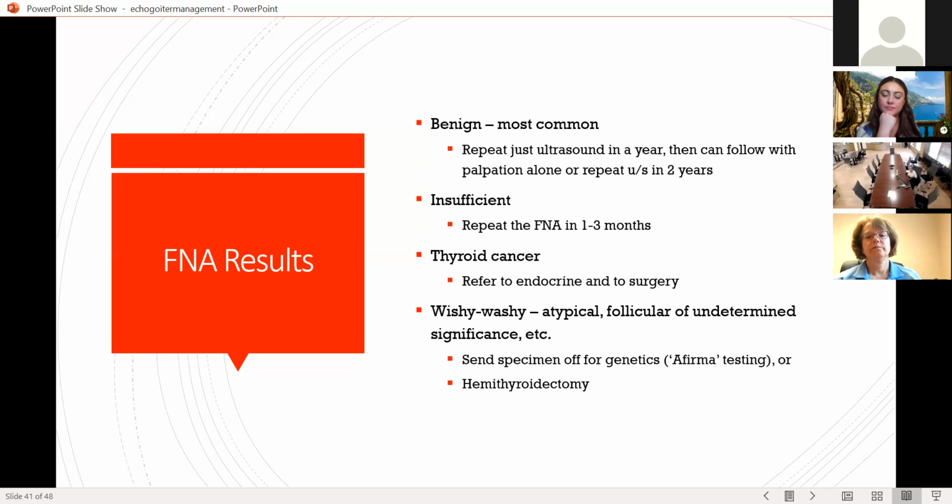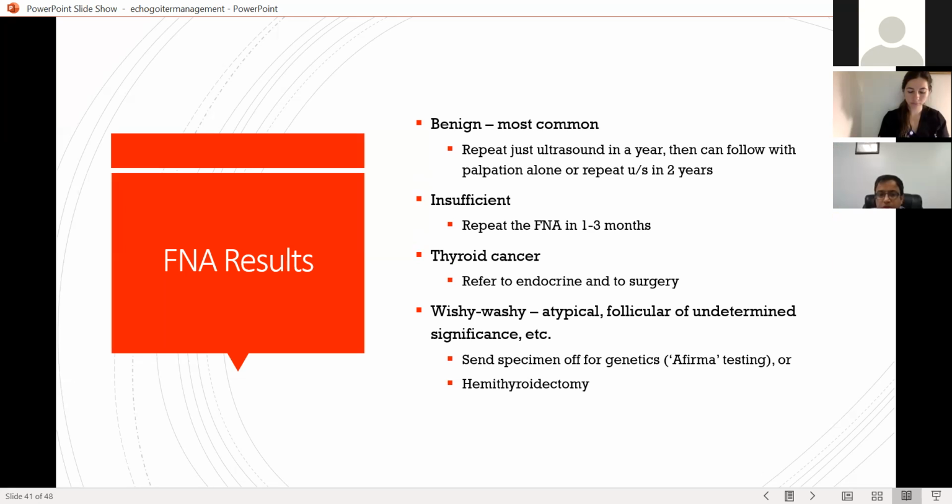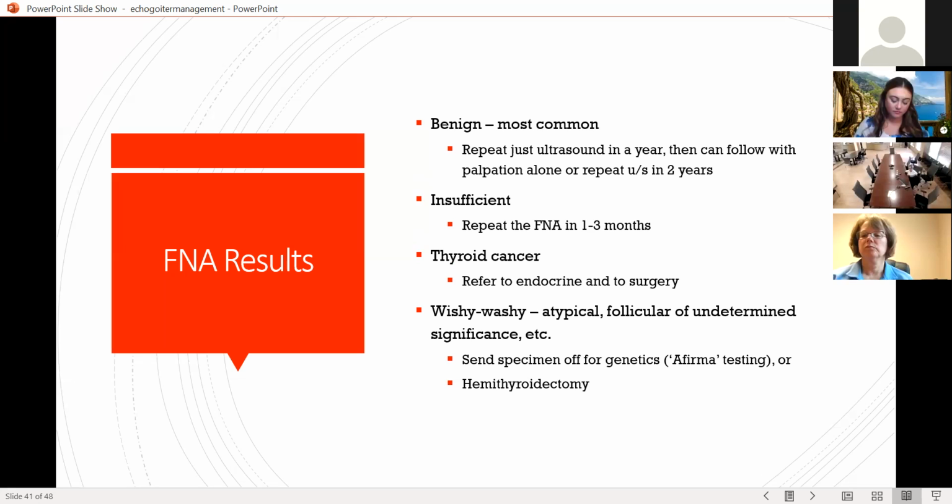And then I saved this category of FNA results for last because it takes a little bit of extra explaining. I call it the wishy-washy result. So it would say something like atypical or follicular lesion of undetermined significance or something like that. So then what is often done nowadays is that very same specimen that was taken out of the nodule and came back with these results is then sent for genetic testing. The one company is called Afirma. That's the one we use.